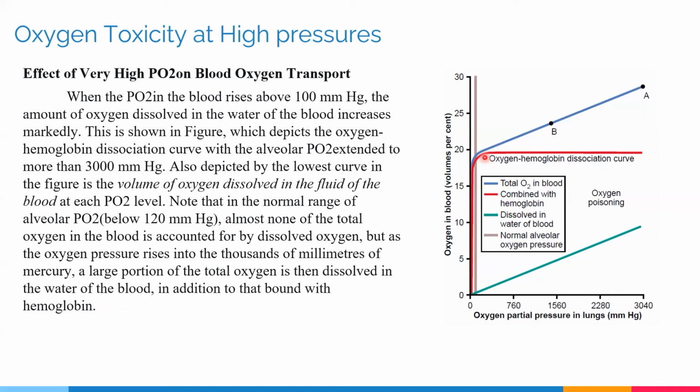So we can see right here, the oxygen hemoglobin dissociation curve saturates right here, and the blue line shows total oxygen present in blood. Thus, once the oxygen hemoglobin buffer system is saturated, this excess oxygen is obviously traveling by dissolving in the water of the blood due to high PO2 levels. And this high oxygen in the blood water is what causes the oxygen poisoning.